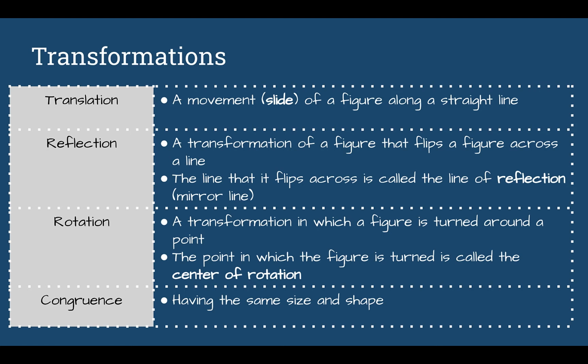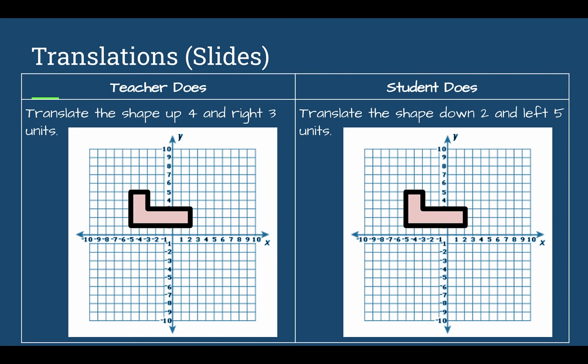In all three of these, there is one thing that they have in common, and that is that they are congruent. That means from the preimage to the image, it has the same size and shape. So it doesn't magically get larger or smaller. It doesn't stretch, get wider, taller. It's the same shape as it was from the preimage to the image and the same size. They just might be moved, flipped, or turned.